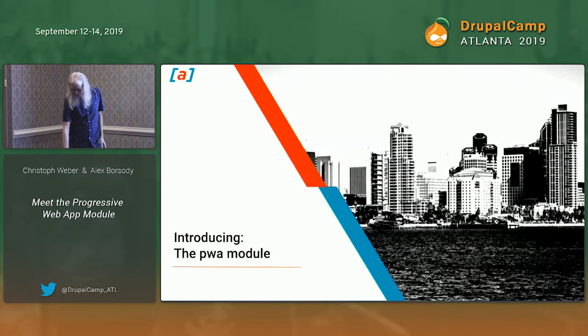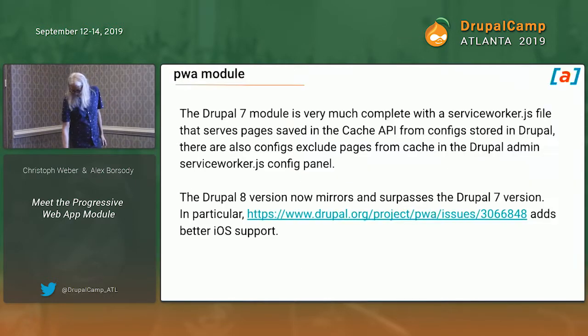So the module. The Drupal 7 module was and is very much complete, with a service worker.js file that just works and serves pages served in Cache API. It's been basically a drop-in thing since I first stumbled across it, which was late last year. The Drupal 8 version that Alex coded up now mirrors pretty much what's in Drupal 7, but it also surpasses it in some ways. And he's going to talk about this in more detail in his demo.